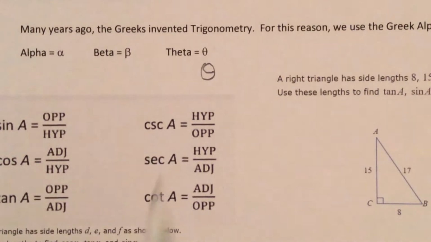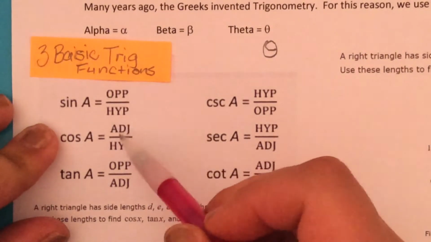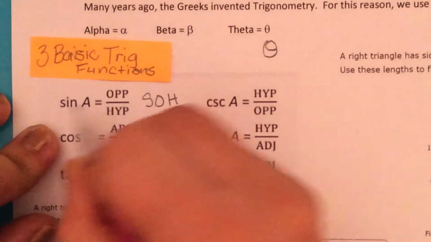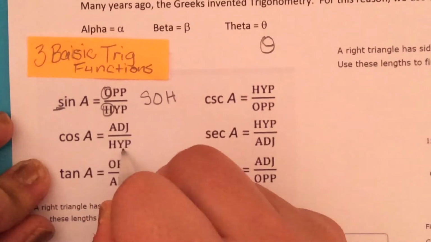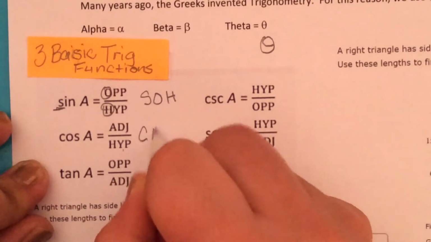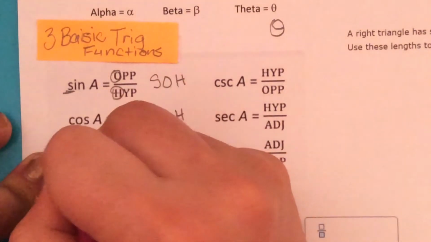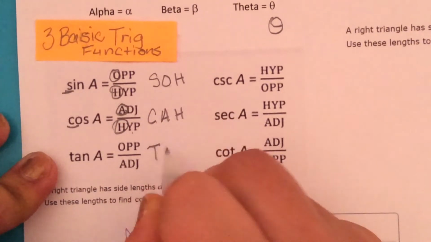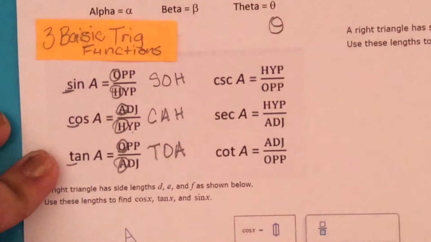So the three basic trig functions are the sine, which is opposite over hypotenuse, and that's where you get the SOH from. So cosine is the adjacent over hypotenuse, so that's where you get the CAH. And tangent is the opposite over adjacent, so you get the TOA. And that's where you get SOHCAHTOA.